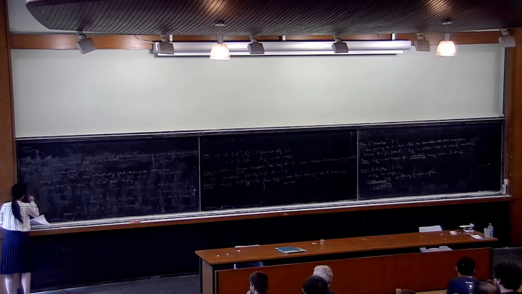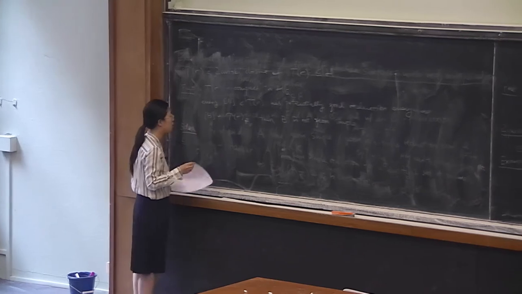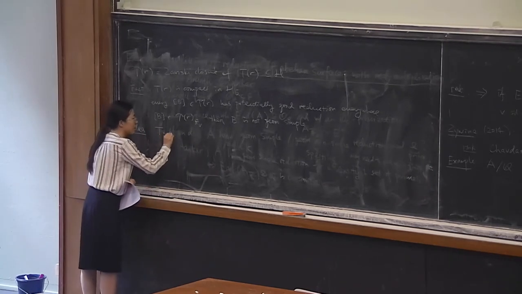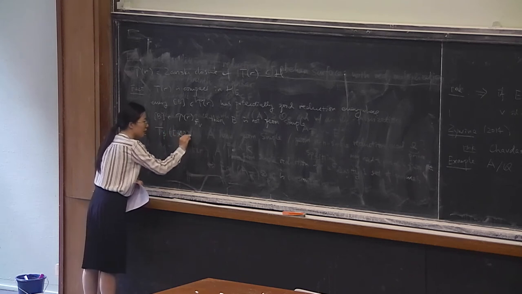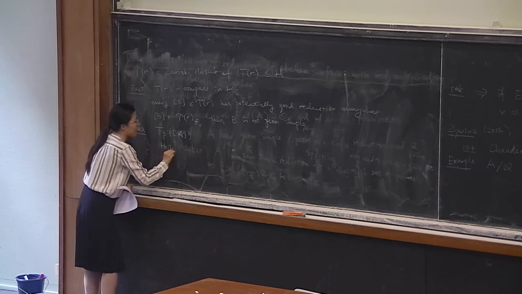So here, let me just put down what I just said, the idea of the proof. We'll let me just put T_R of A. I'll explain to you soon what this means, but this is some Hecke orbit.